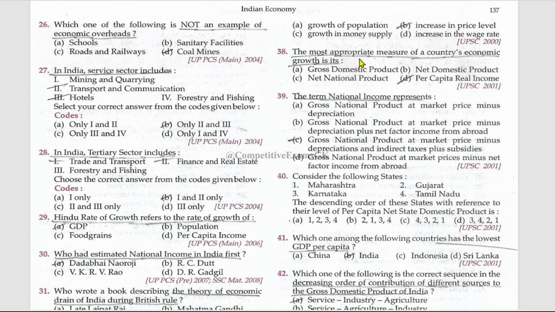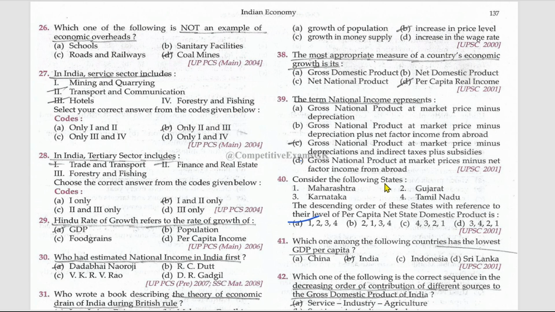The most appropriate measure of a country's economic growth is its per capita real income. The term national income represents gross national product at market price minus depreciation and indirect taxes plus subsidies. Consider the following states. The descending order of these states with reference to their level of per capita net state domestic product is Maharashtra, then Gujarat, then Karnataka, then Tamil Nadu. Which one among the following countries has the lowest GDP per capita income? That is India.